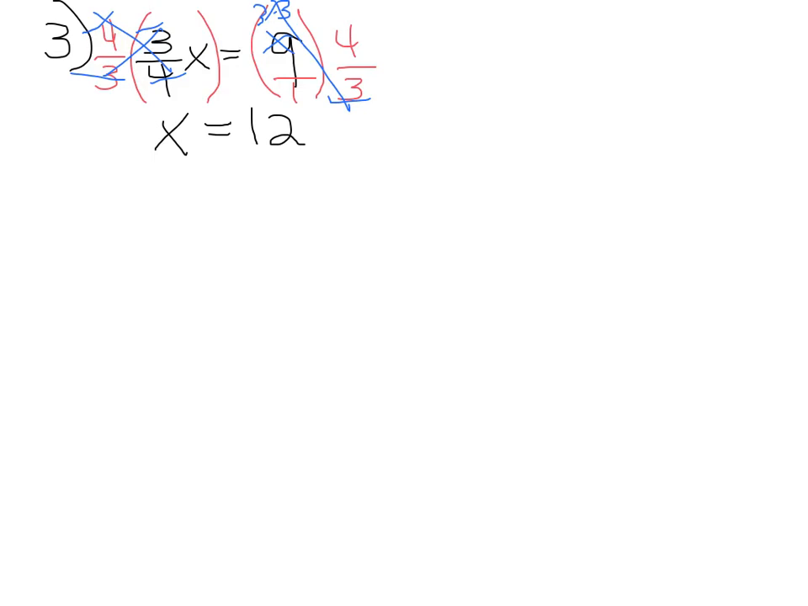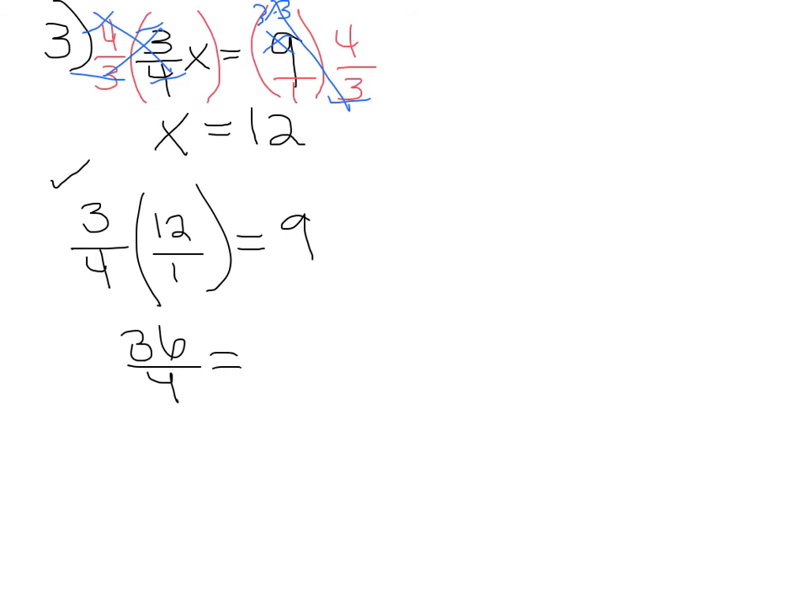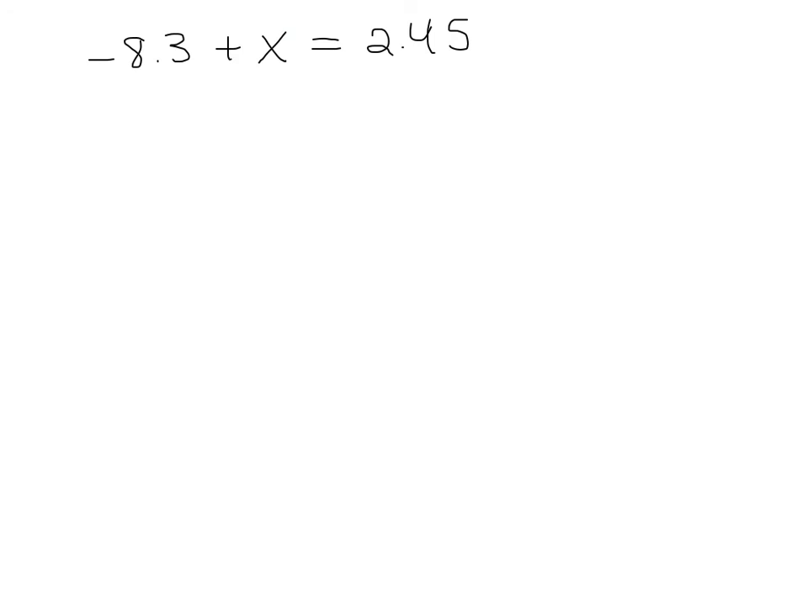Again, we always want to check our answers. To check, you're just going to substitute your answer back in. Again, I can always put my whole numbers over 1. And what I would get would be 36/4 equals 9, or 9 equals 9, so it checks. Okay, this is the last one, I promise.